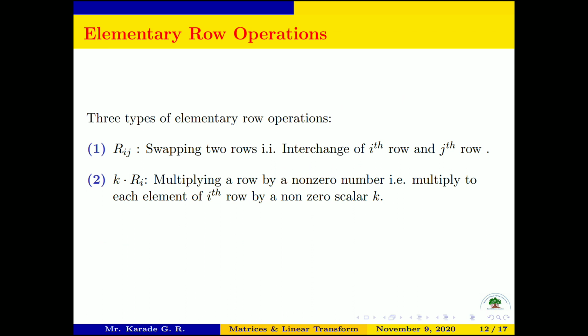k times Ri means multiply each element of ith row by a non-zero scalar k. So this is scalar multiplication of the ith row. And the third operation is Ri plus k times Rj, adding a multiple of one row to another row. In this operation, first we multiply every element of jth row by k, and we add this resultant row to the ith row.